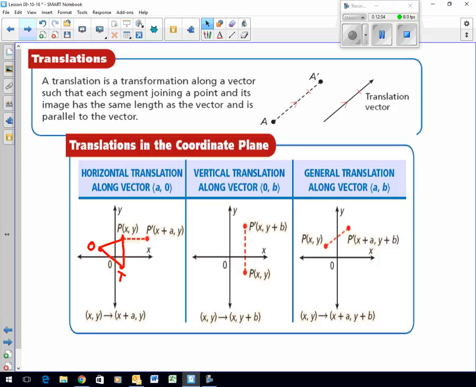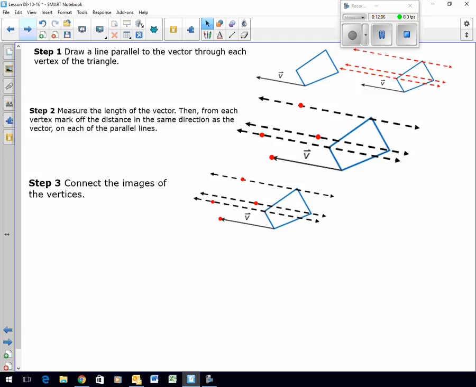All right, let me move on. We've got one more, and we go. How do we draw translations? One way: draw a parallel line to the vector through each vertex of the triangle. Measure the length of the vector from each vertex. Mark the distance in the same direction as the vertex on each parallel line connecting the vertices.